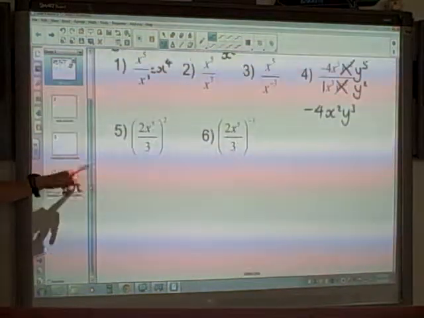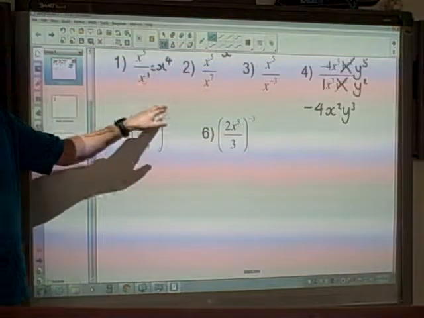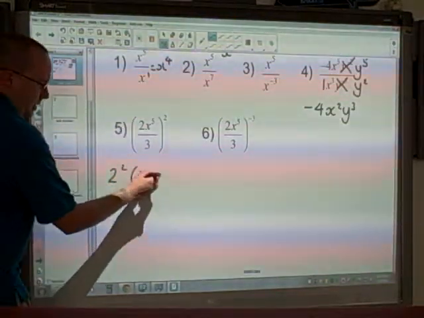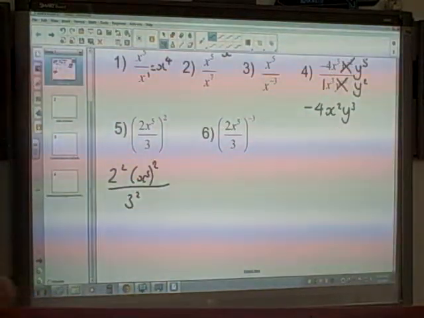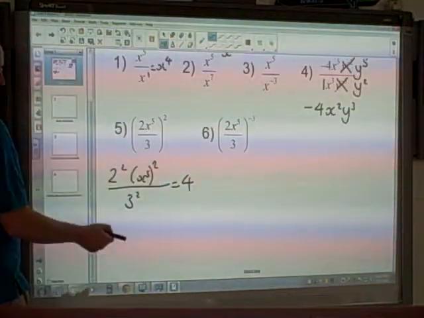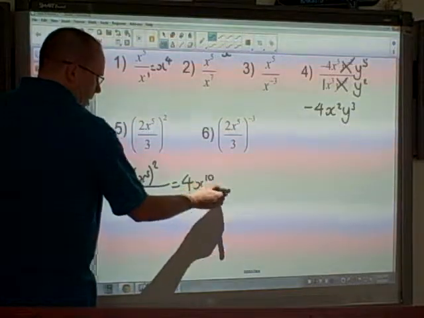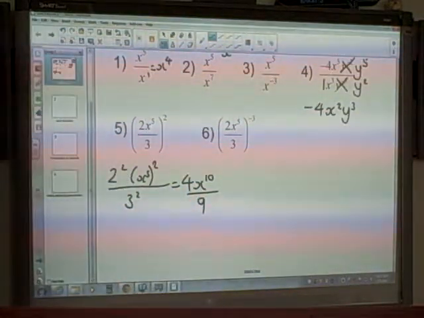Power to a power is causing a lot of problems on those quizzes so far. So we're going to remember that we're going to square every single term in here. So we're going to do 2 squared, x to the 5 squared, and 3 squared. So 2 squared, 2 times 2 is 4. Power to a power, this is when you multiply the separate powers, so 5 times 2 is 10. And then 3 squared, 3 times 3 is just 9.